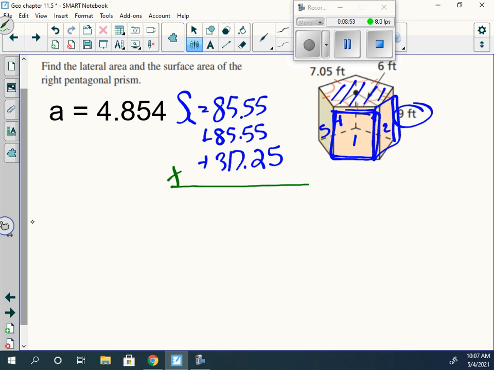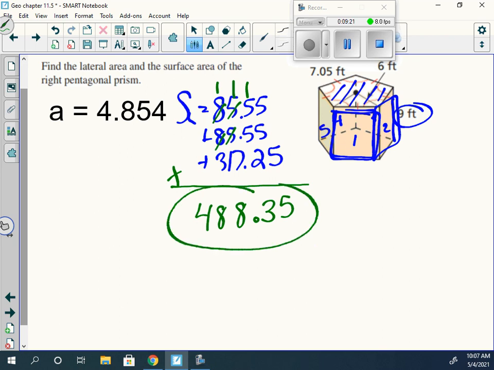And we can add these together. 5, 5, and 5 is 15. 5 and 5 is 10, plus 2, 3. 3, carry the 1. 5 and 5 is 10, and we get 8. 8 and 8 is 16. So the surface area for this here is 488.35, and it would be feet squared if we were talking about the units. Any questions on this here?